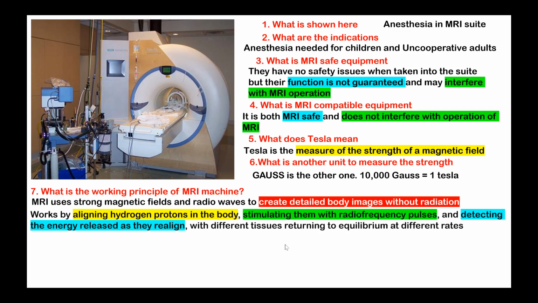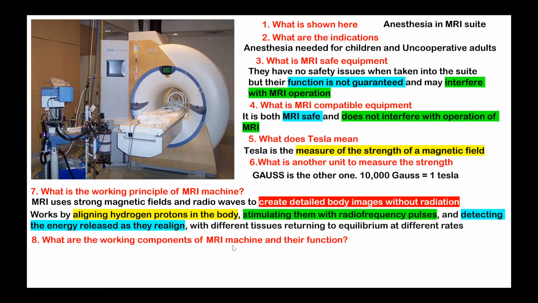So what happens is, it first stimulates all of them to make them form a line, like soldiers standing in a row. And once the radio frequency stimulation is taken away, they will all go back to their original places. At that time they will release energy. The energy amount is calculated by the computer, and then the tissues are plotted. So that is the mechanism of working.